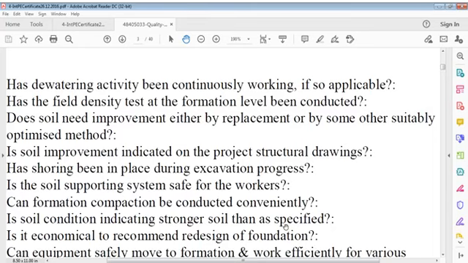And if soil needs improvement, either by replacement or by some other suitably optimized method, we should do that. Is soil improvement indicated on project structural drawings? If it is indicated, there is no way you can avoid this.